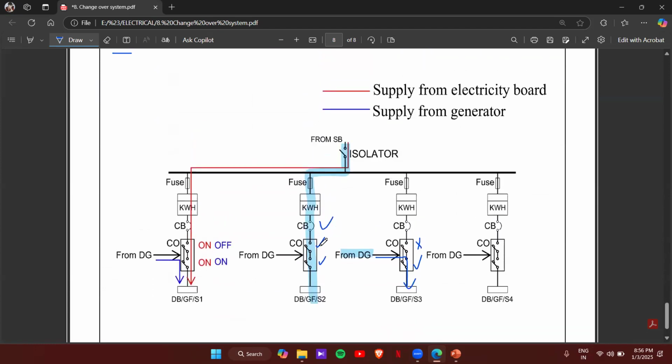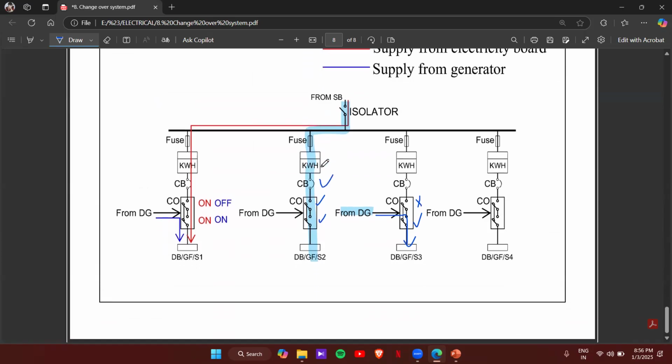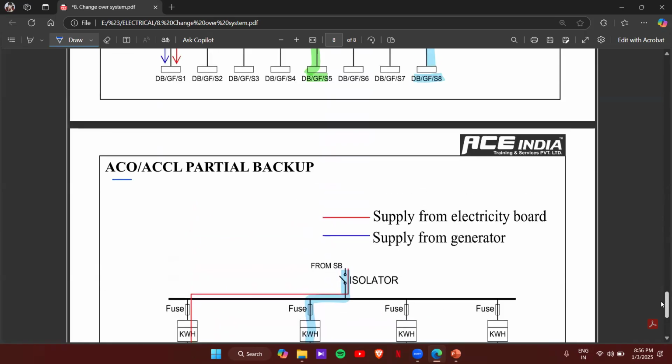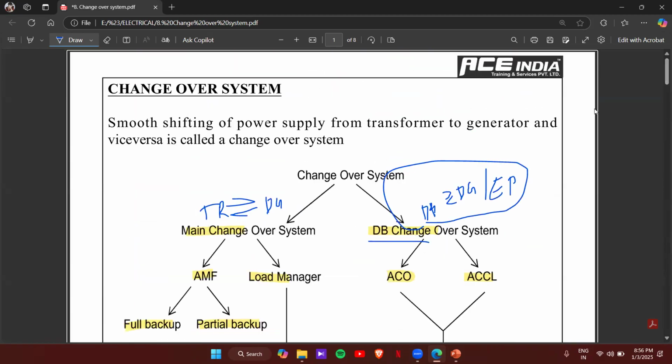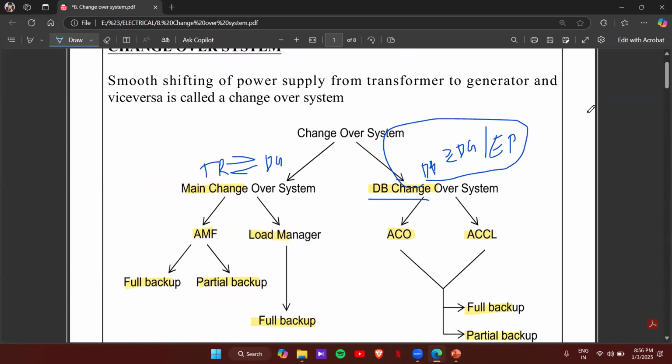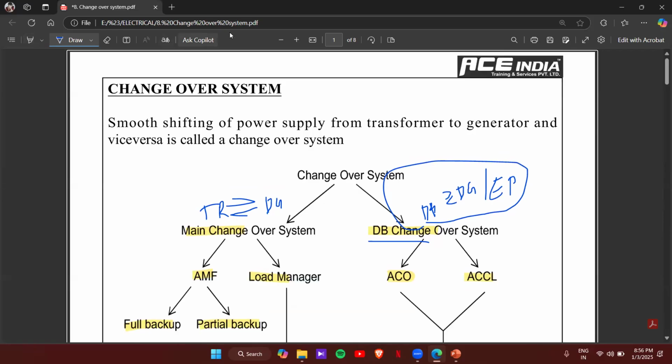So yeah, these are the circuit breaker systems we have. Clear? Any doubts? Okay, so I hope this one is okay. So I'll move on to the next one.